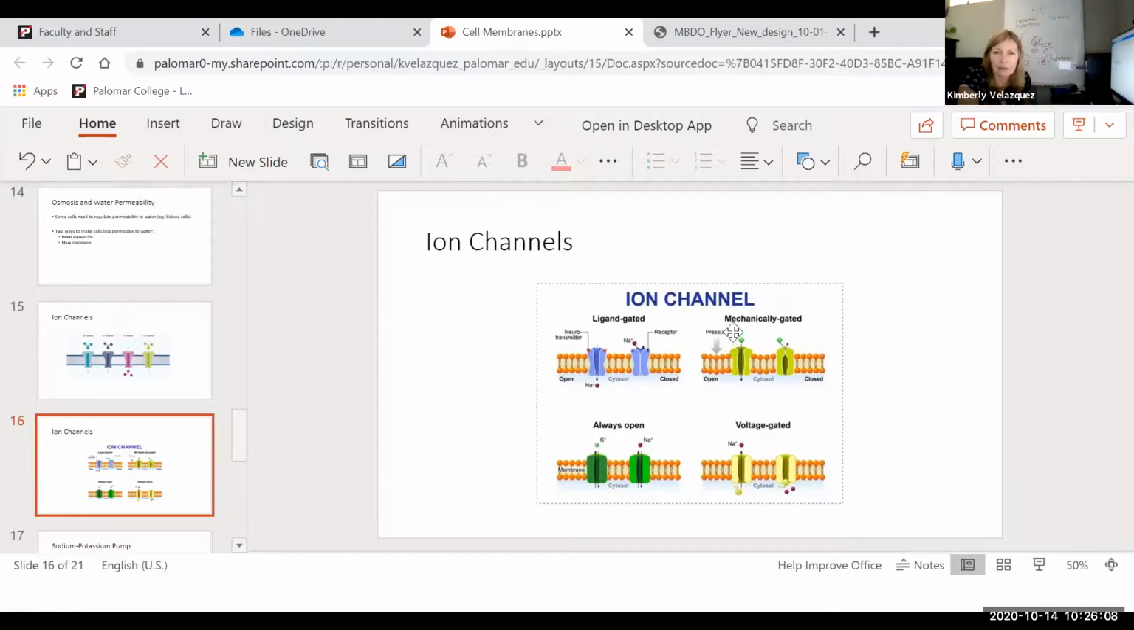This one is what is called mechanically gated. It only opens when pressure is applied to the plasma membrane. And then voltage gated: when the voltage reaches a certain level, then the channel will open. So some channels are always open, but some open by other means.